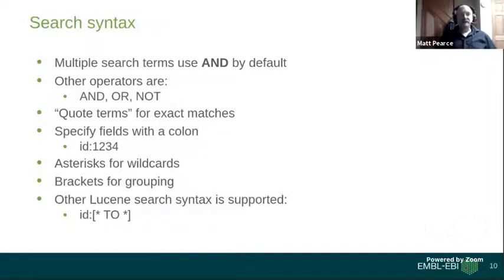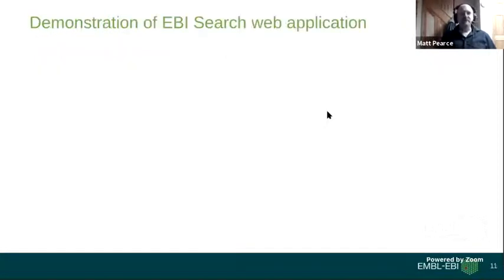Additionally, other Lucene search syntax is supported. There's plenty of documentation on the internet on Lucene search syntax, so I won't go into that in any detail, but you see here, you can do a search for ID. You can do a range search for ID star to star, which will find any entry in that data set which has a value in the ID field, which hopefully should be all of them.